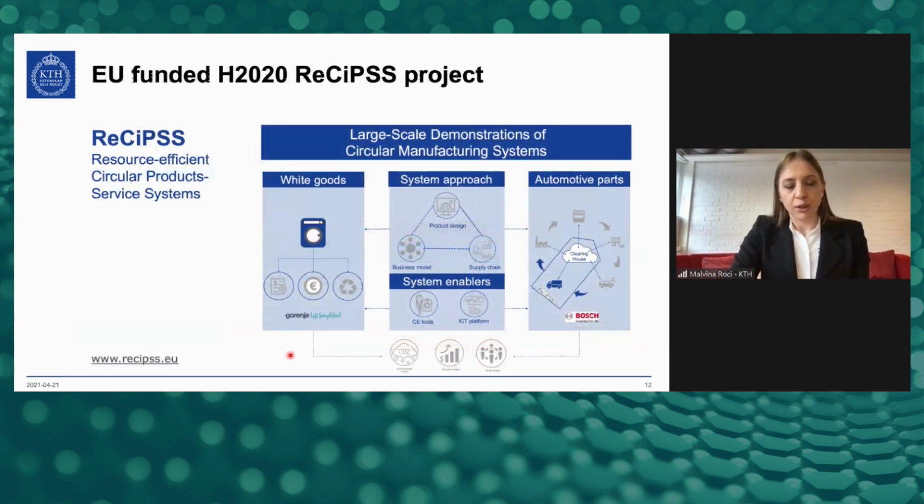And to conclude, I would like to introduce one of the European projects that we are working on, which is basically a large-scale demonstrator of circular systems in 2 key areas, which is the white goods and automotive. In the white goods, the company is trying to implement paper wash offerings in 4 European countries, and the automotive sector, the company is Bosch in this case, which is already employing remanufacturing automotive parts, and they are trying to streamline their reverse logistics flow by employing several ICT platforms.